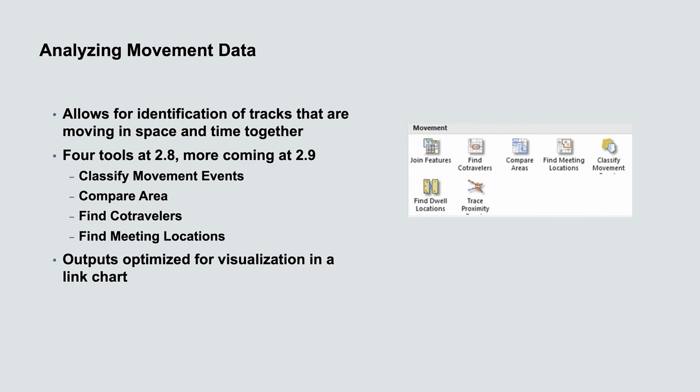Next, we'll be talking about movement data analysis. These movement tools were actually introduced in 2.6, so they're fairly new. We currently have 4 tools, and these allow you to identify and understand how events, or these tracks, what we call tracks, are interacting in both space and time. So what we define as a track is any sort of data that has a geometry, a timestamp, and some sort of unique track identifier.